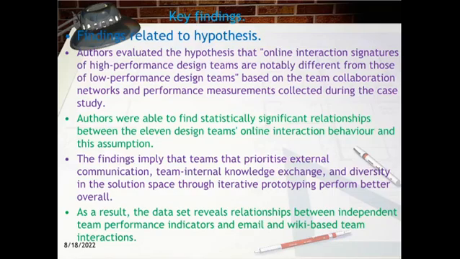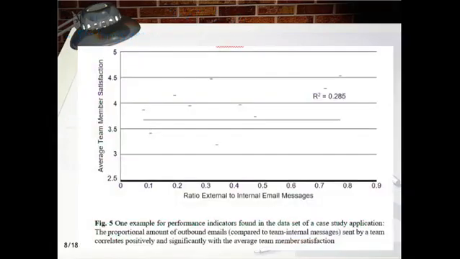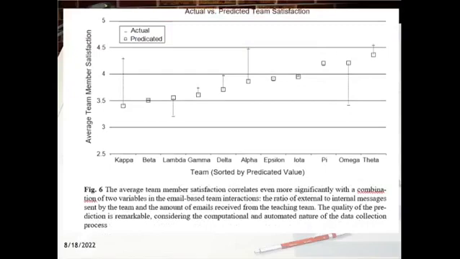As a result, the data set reveals relationships between independent team performance indicators and email and wiki-based team interactions. See the figure. The figure shows that there is a positive and substantial relationship between average team member happiness and the proportional number of outbound email messages sent by a team. This implies that involving external sources of information, end users and customers, improves team performance. When more independent variables are added to the regression model, the quality of the prediction improves even more.